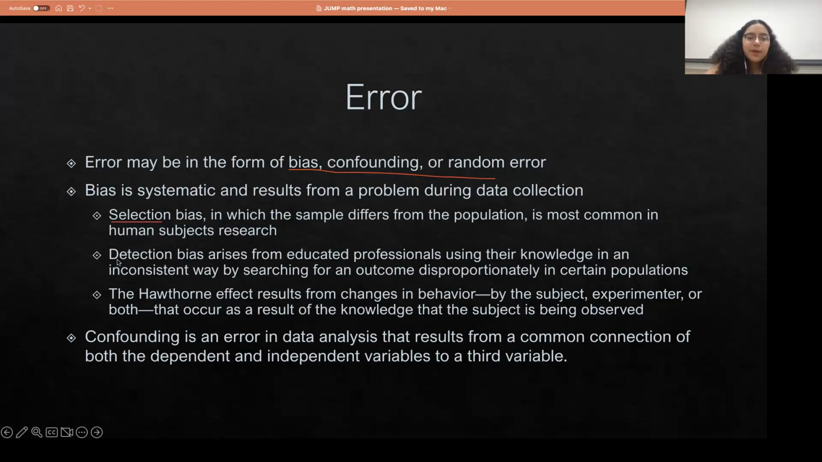Then detection bias is when you use your knowledge by searching for an outcome disproportionately. So it's kind of like when you already know what it's supposed to be, or you already have an answer in mind.